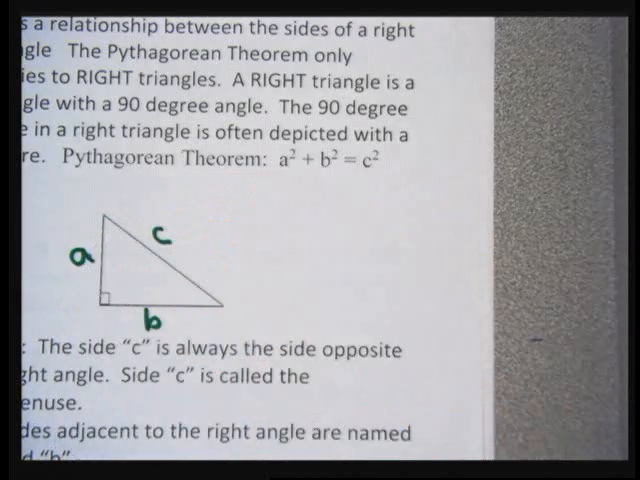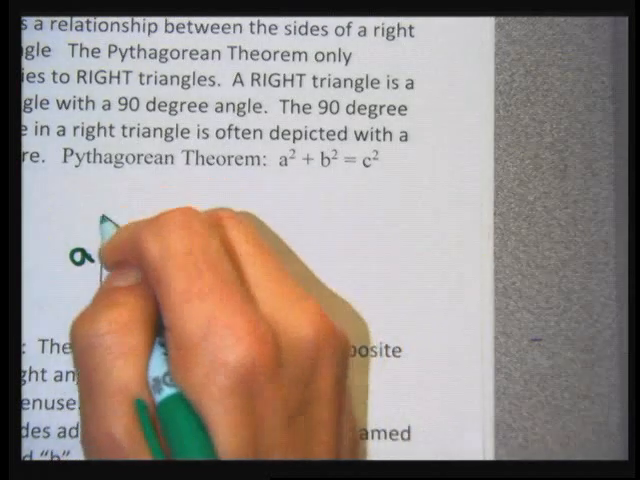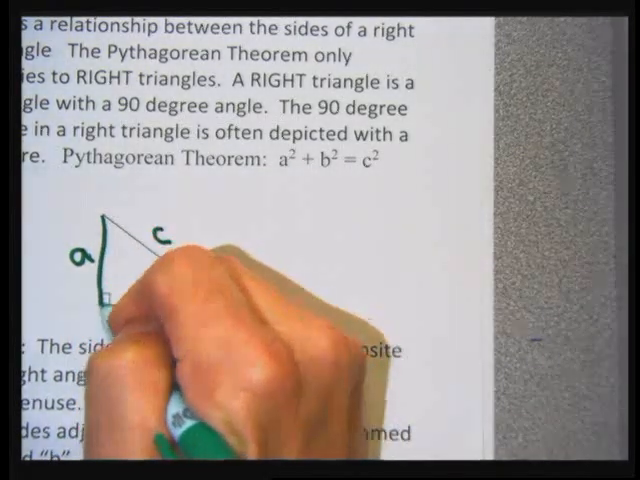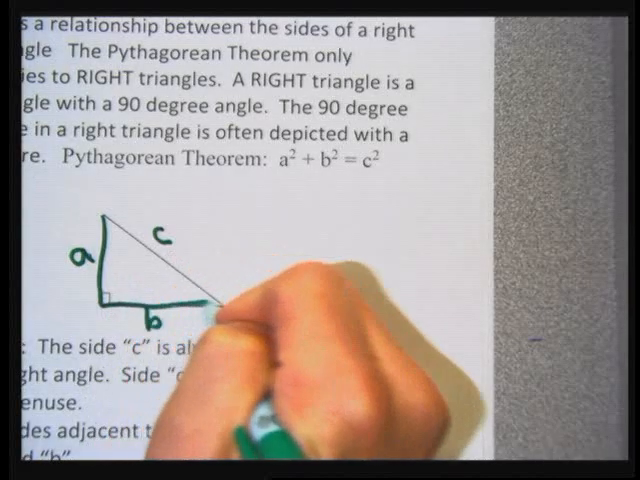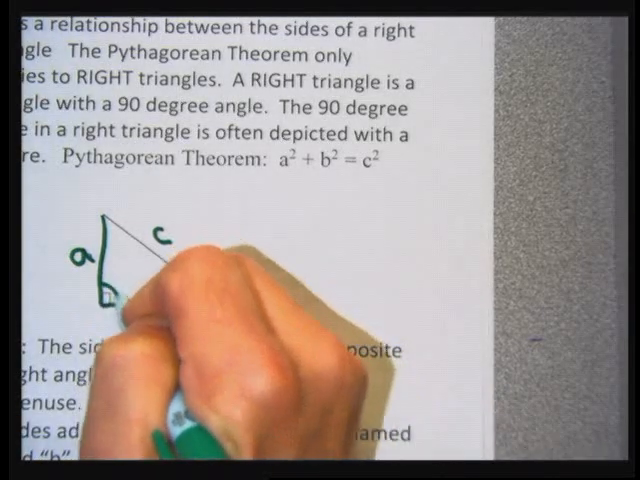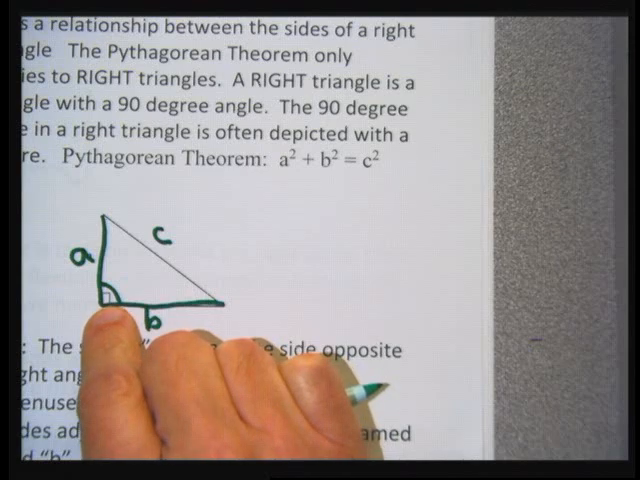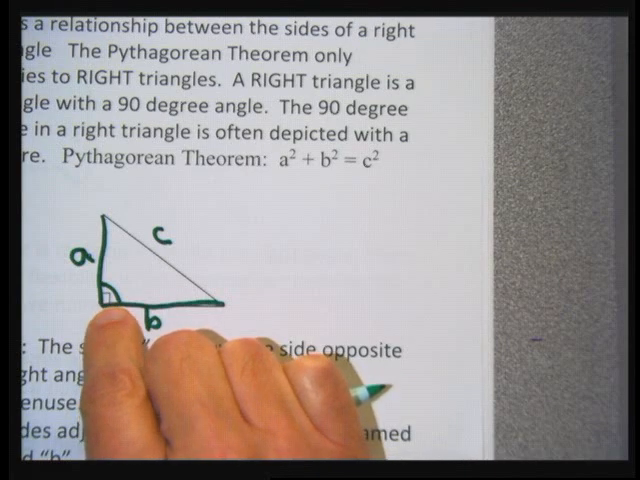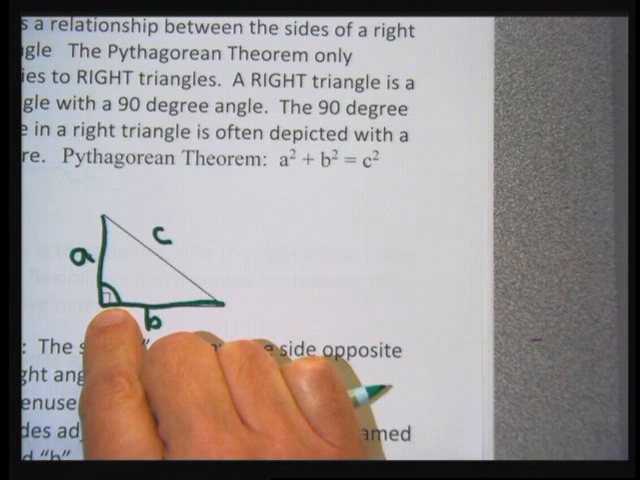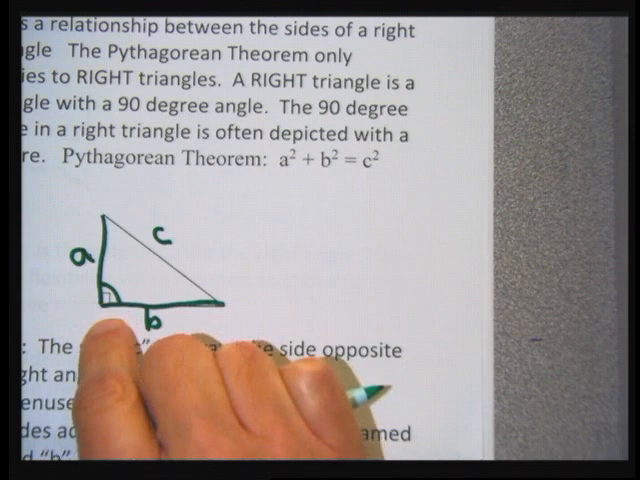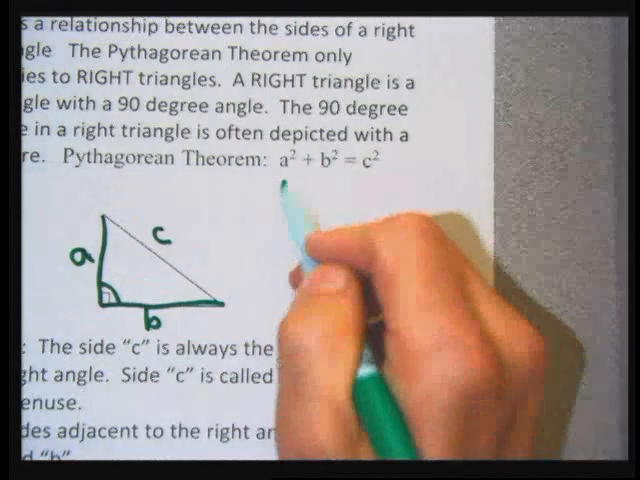This is a right triangle. A right triangle is a triangle that has a 90-degree angle, and this triangle is a right triangle because that angle right here is a 90-degree angle. Often in a right triangle, we make a little right, I guess, rectangle in the corner that's the right angle. So the Pythagorean theorem would apply to this triangle, but it wouldn't apply to this triangle.